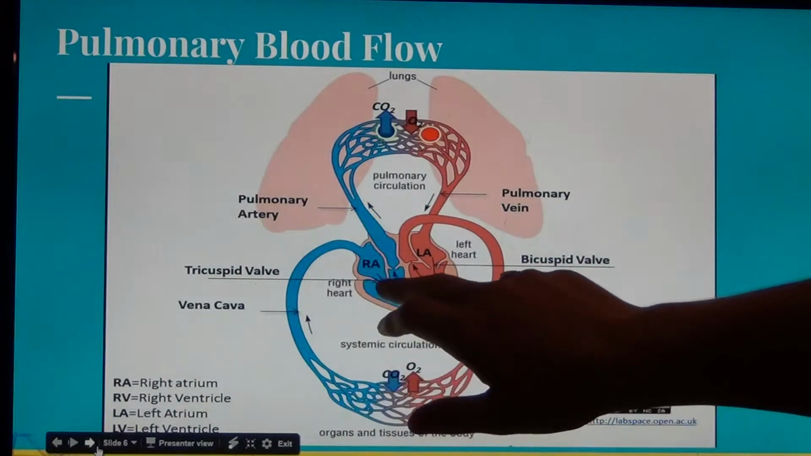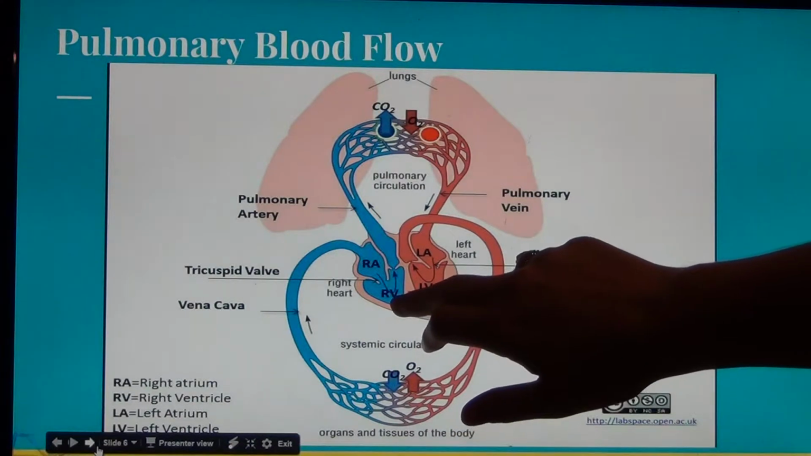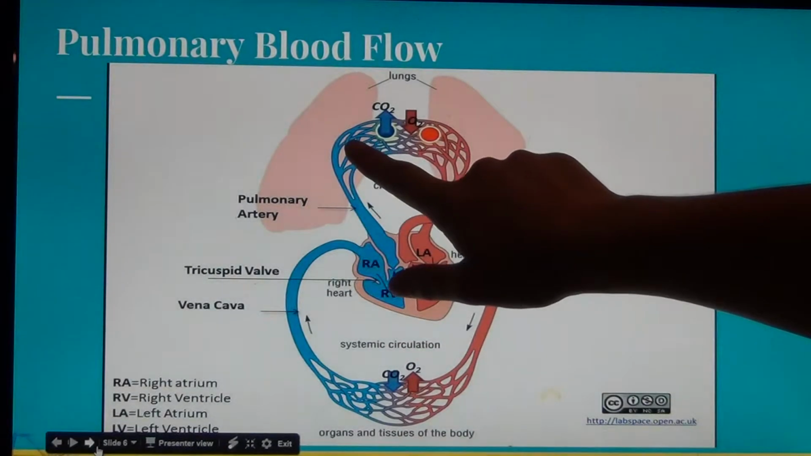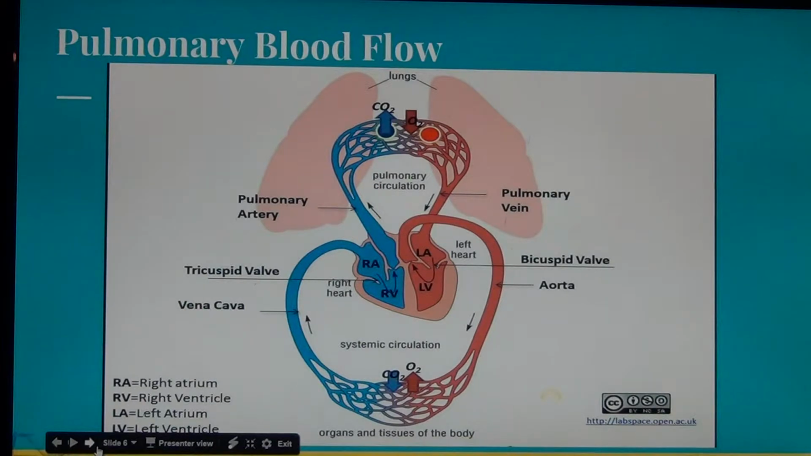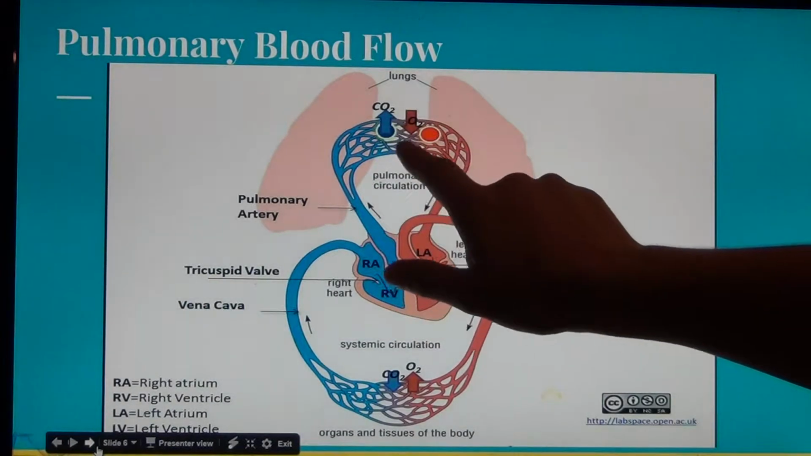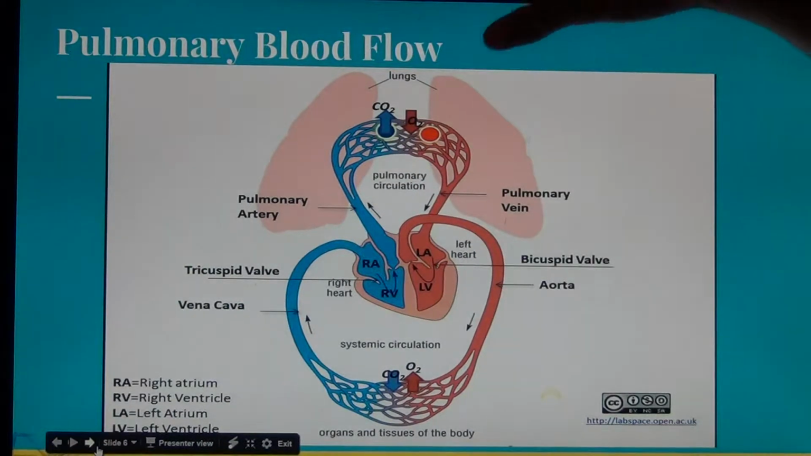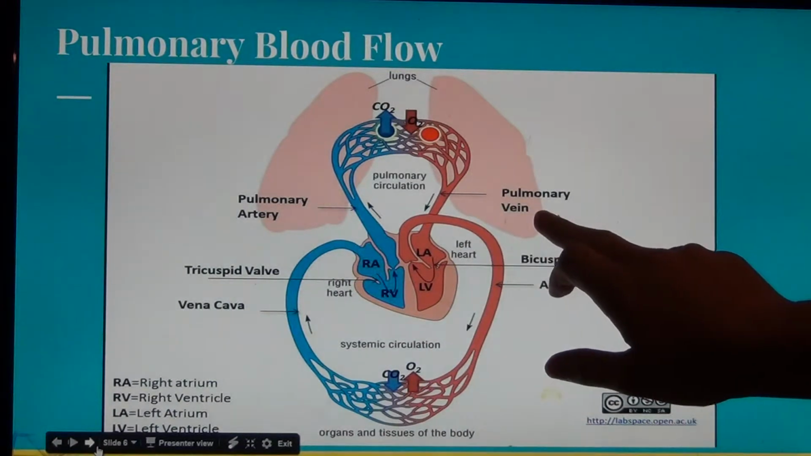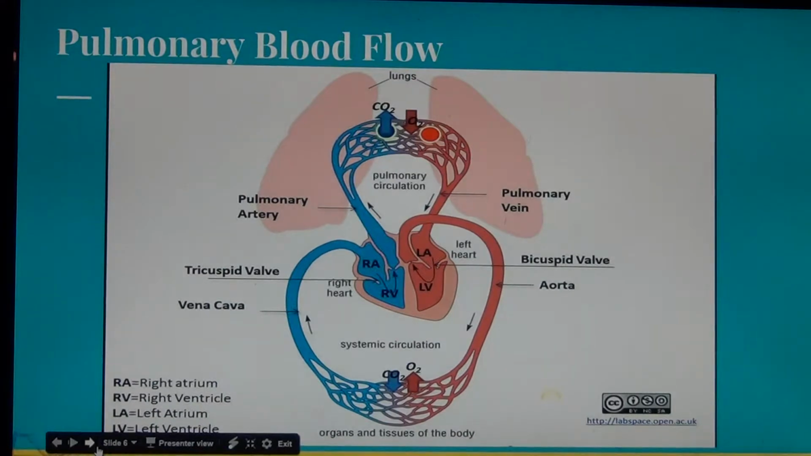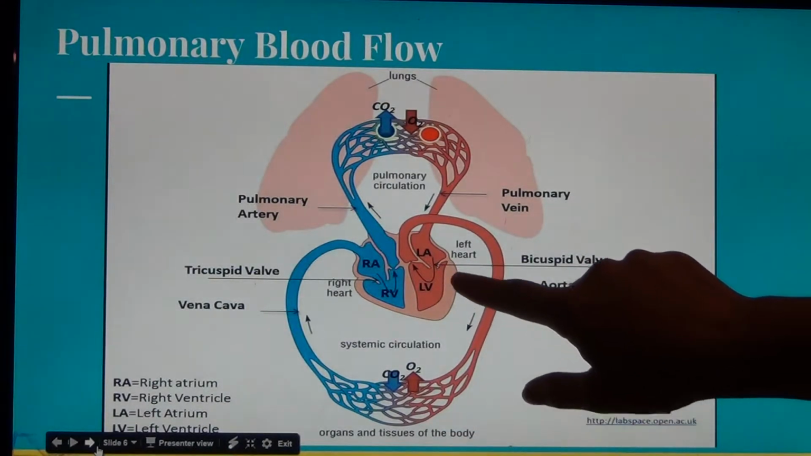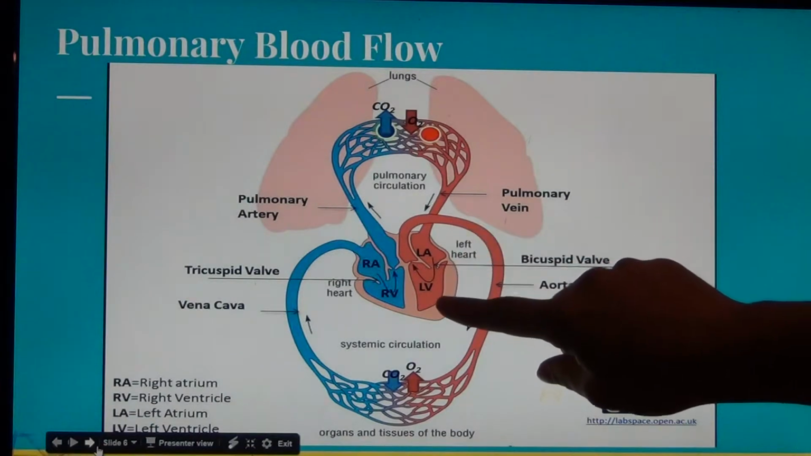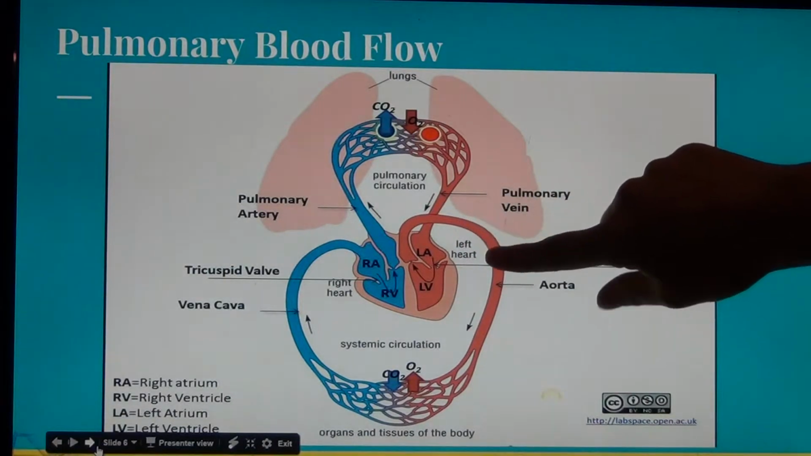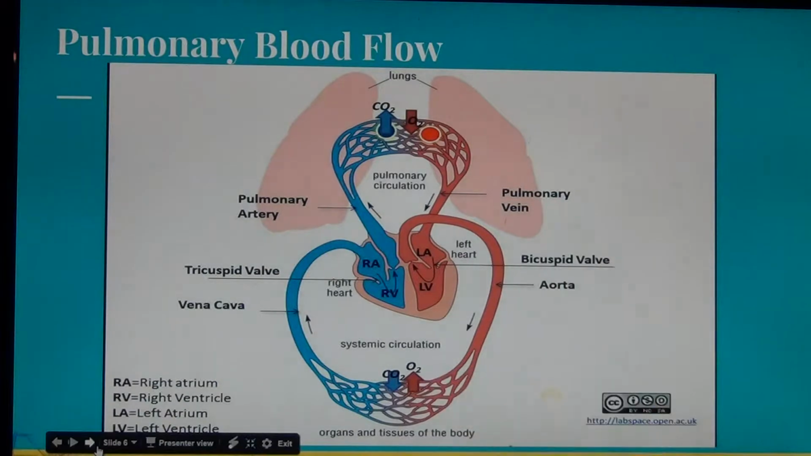Through the tricuspid valve, and then from the right ventricle it goes into the pulmonary artery, and then from the pulmonary artery it goes into the lungs and into the pulmonary capillaries, and then gas exchange takes place right here, and then the blood flows back to the heart via the pulmonary veins. It enters the left atrium, then goes through the bicuspid valve, and then the blood flows to the left ventricle, and then it goes to the aortic arch, then to the aorta, and then to the body.